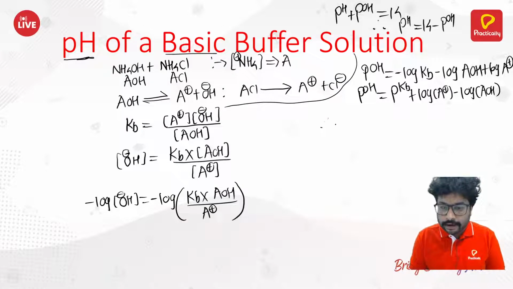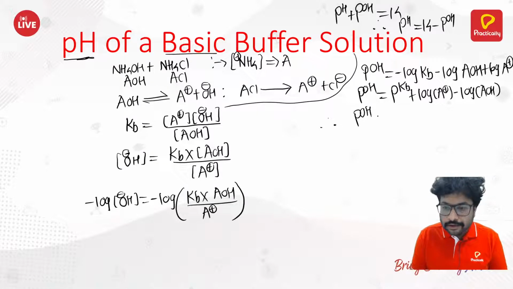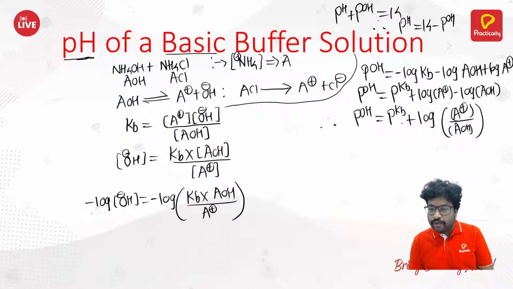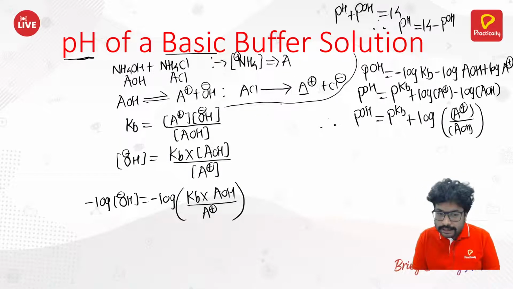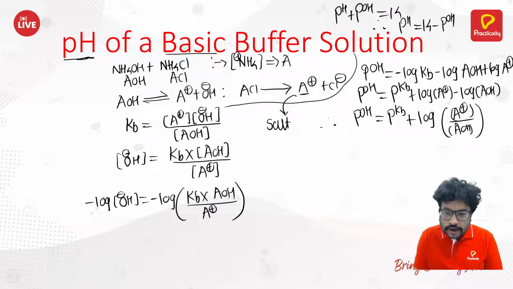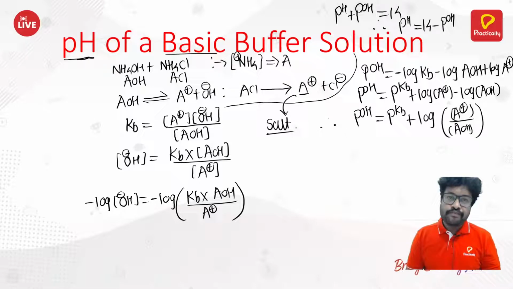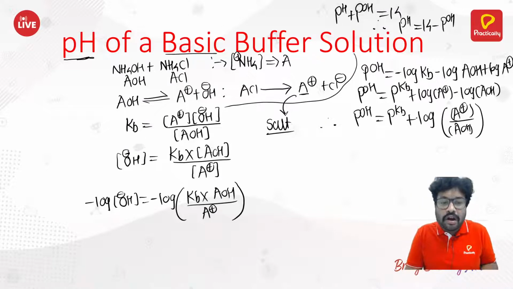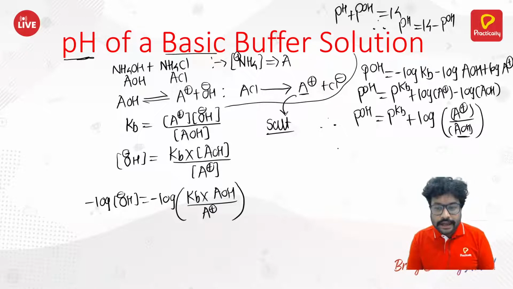So therefore pOH is equal to pKb plus log of concentration of A plus divided by concentration of AOH. Now do you see what the concentration of A plus is? Look at this. This is a salt, right? The concentration of A plus actually came from the salt, and salt being a strong electrolyte, it will dissociate completely. So therefore A plus is nothing but the concentration of salt, right? And AOH is the concentration of the base. You can see it here.